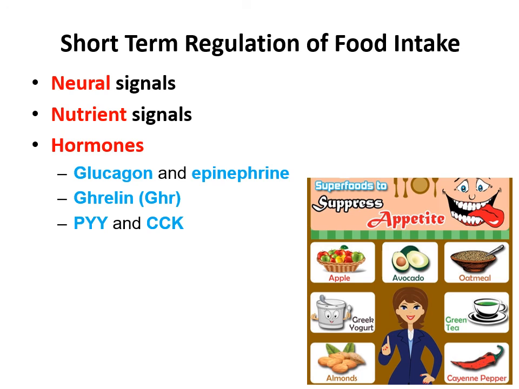Okay, so under glucagon and epinephrine, make sure you write that these will increase your hunger. They stimulate hunger. Ghrelin will also increase appetite right before a meal, whereas these last two, PYY and CCK, these are both appetite suppressors. They decrease your hunger.